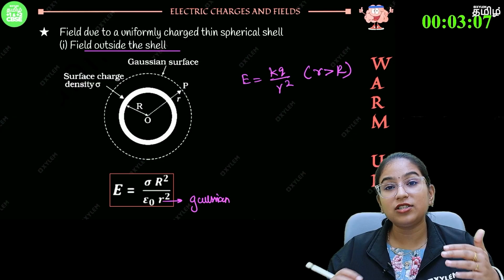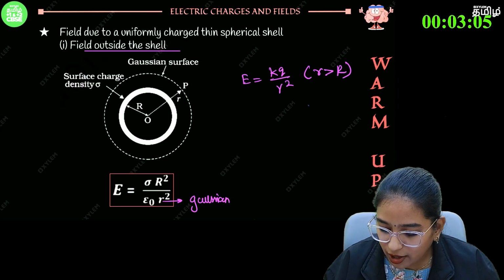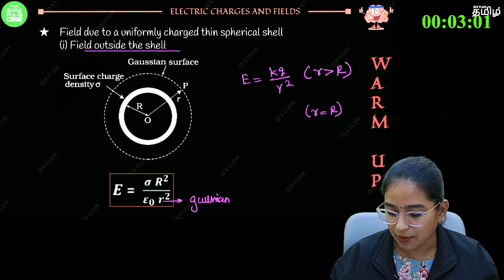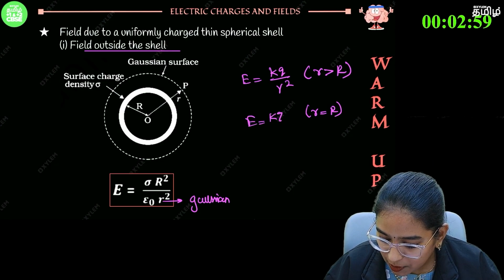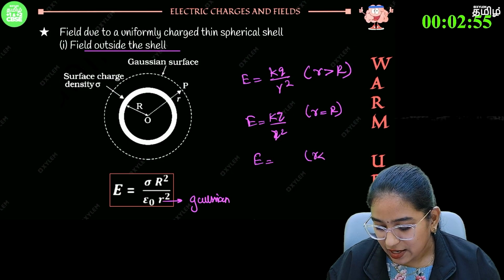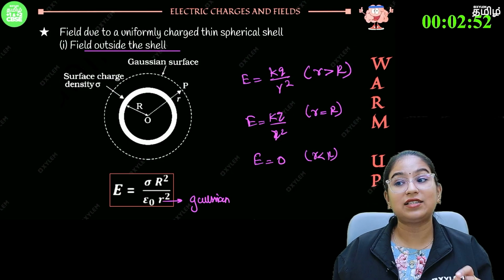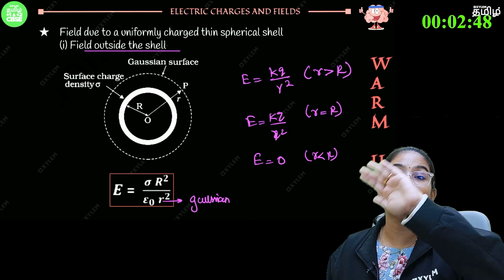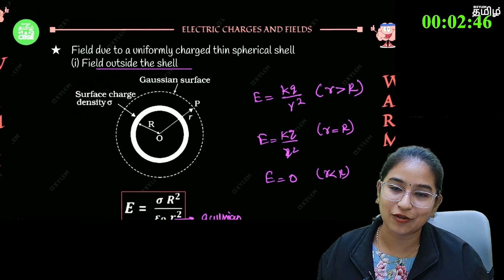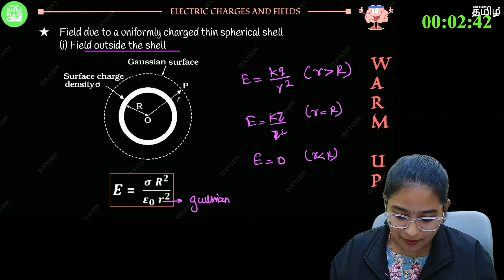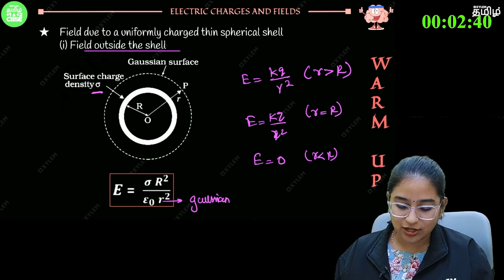If I want to discuss on the surface, then your r will be equal to R. The Gaussian surface and the object will be the same. So what happens over here? This will be Kq divided by capital R square. If it is inside, then you will be getting 0. As I mentioned earlier, the charges on the conductor will always reside on the surface, not inside, so it will be 0.